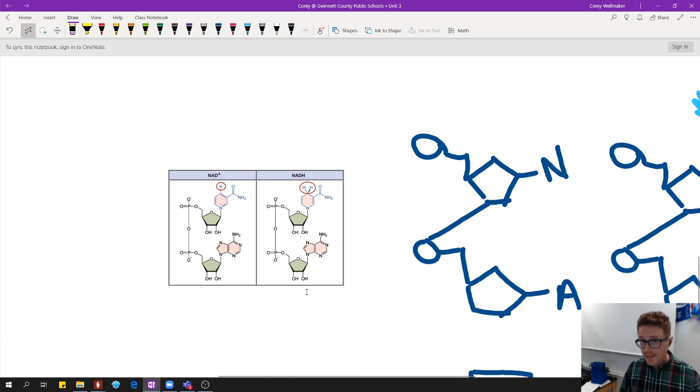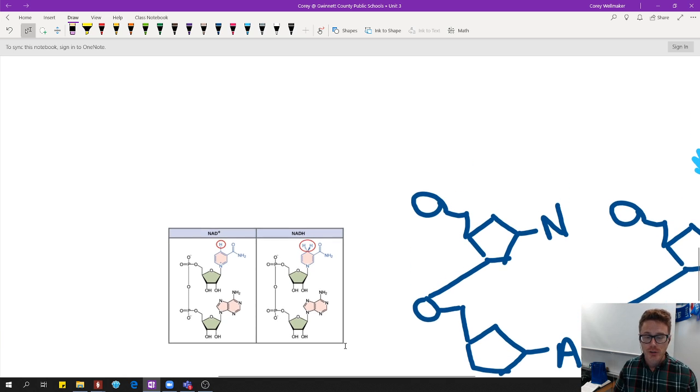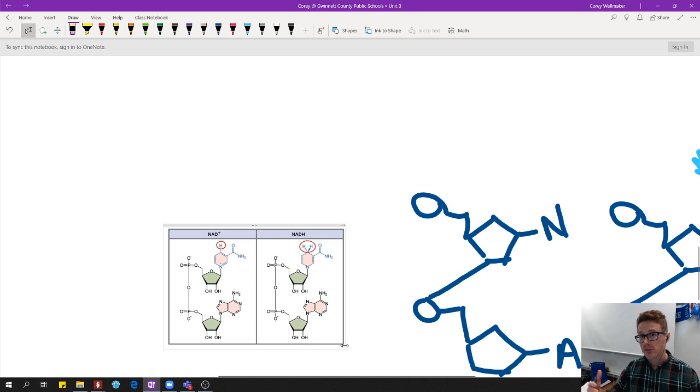Now, whatever gets the electrons, we say that that has been reduced. Whatever is getting the electrons becomes reduced. So NAD+, as it steals electrons from G3P, becomes reduced. NAD+ becomes reduced into NADH. Whenever you want to know where the electrons are going, just follow the hydrogen.